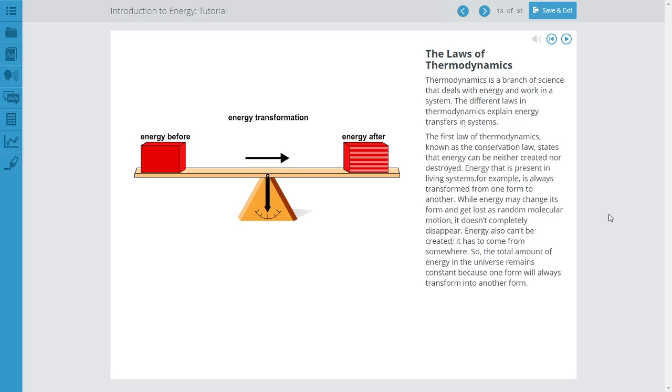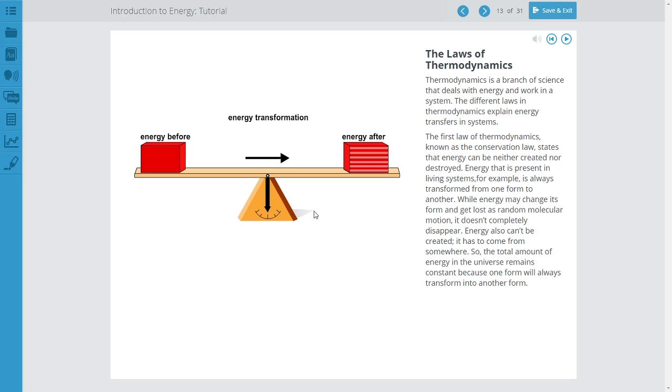Okay, we're going to start out with the first law of thermodynamics, which is what this particular picture is trying to show you. I don't like this picture because I think it's a seesaw when I first see it, and I'm like, well, okay, what are you trying to say? But what they're trying to say here, this is really a balance, and they're trying to say that the energy before has to equal the energy after anytime something's done.